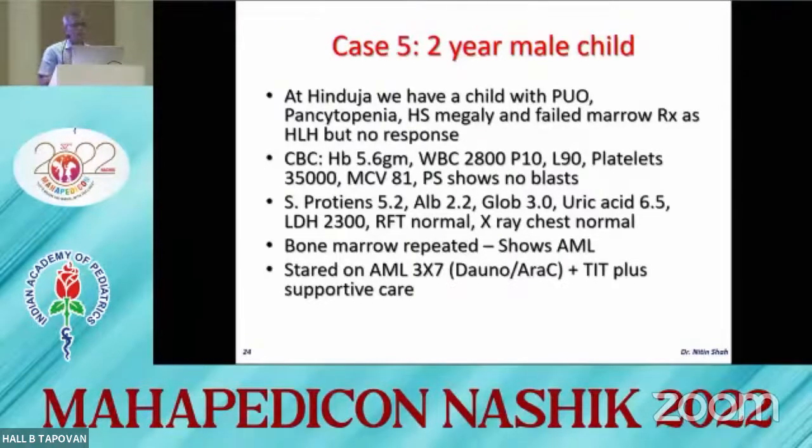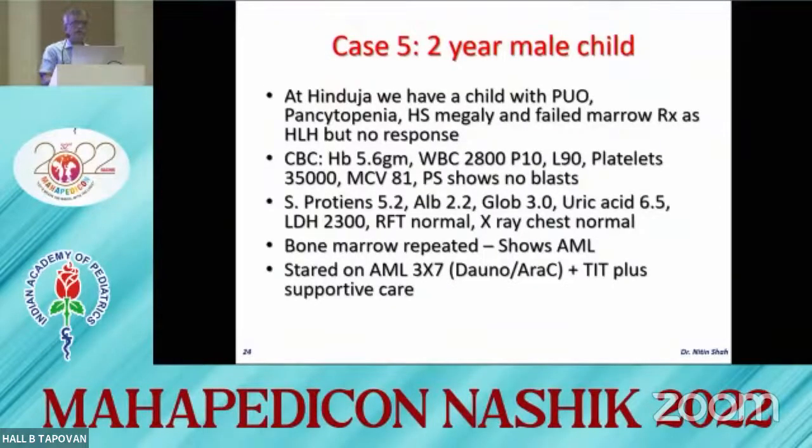So first I do an LFT. It shows proteins are 5.2 with a very low albumin. Now when you have a low albumin in an ALL diagnosis, it is going to be a troublesome patient to treat, because one of the risk factors for death in ALL is low albumin at the time of diagnosis. So all malnourished children with ALL are difficult to manage. Many of them die of sepsis. So his uric acid was a little high, LDH was high, RFT, electrolytes were normal.